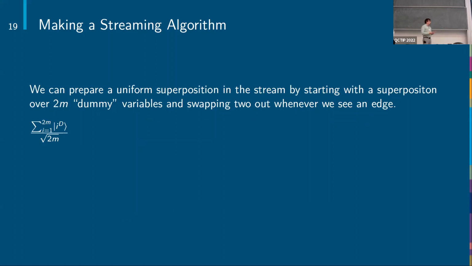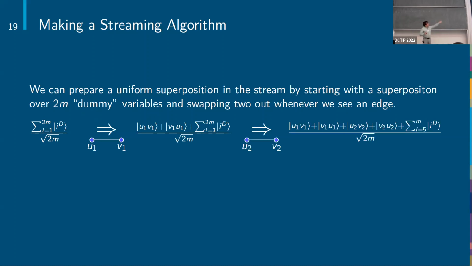In order to construct the superposition in the stream, what she can do is start with, well, I say she, it's now just the algorithm. What the algorithm can do is start with 2m dummy variables, and then each time you see an edge UV, you swap out two of those dummy variables for UV and VU. You maintain a counter as you pass through the stream to tell you which ones to swap out next.